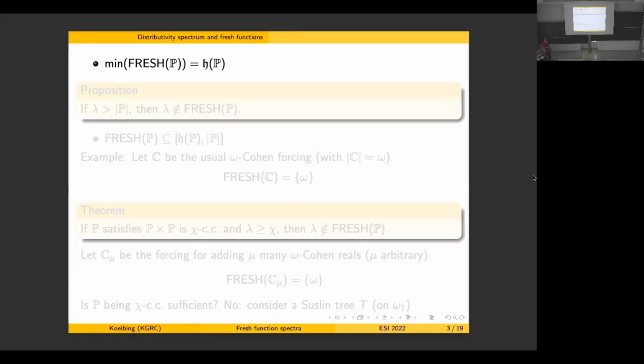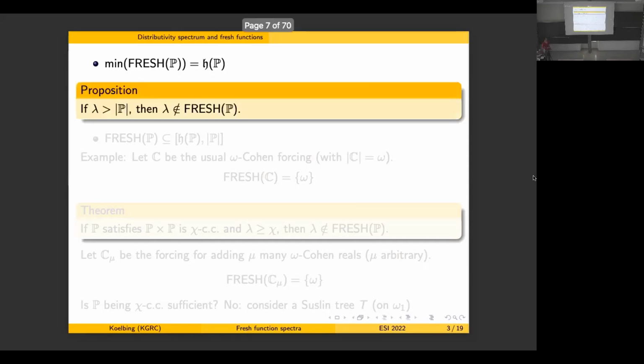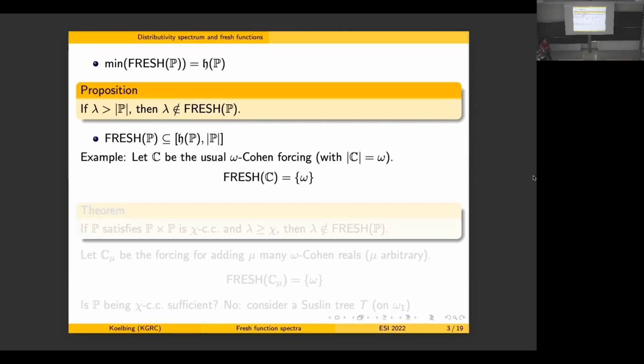By definition, the minimum of the fresh function spectrum is h of P, the distributivity of P. And as a first easy upper bound, we get the size of the forcing. If lambda is larger than the size of the forcing, then it is not in the fresh function spectrum. This follows by a quite easy cardinality argument. So the fresh function spectrum is always a subset of the interval from h of P up to the cardinality of P. For example, the usual omega Cohen forcing has size omega, so the fresh function spectrum is precisely the singleton omega, as we would expect.